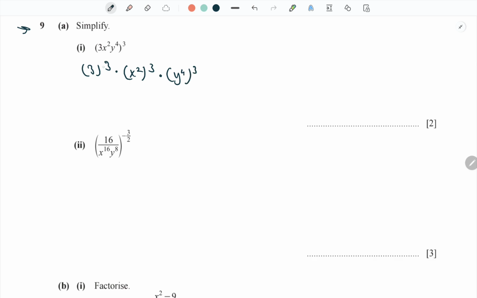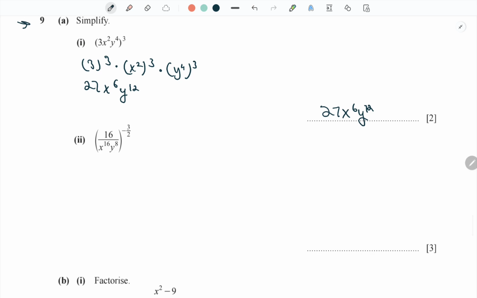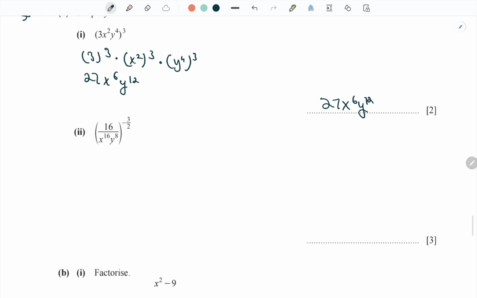Now we multiply, so 3 cube is 27 times x, that is 2 times 3 is 6, right? And then y is 4 times 3 is 12. So this is the answer, 27 x 6 y 12, right? Now we do again into the next question.